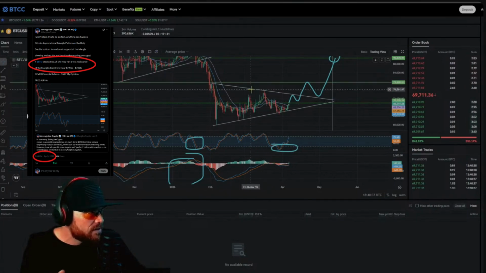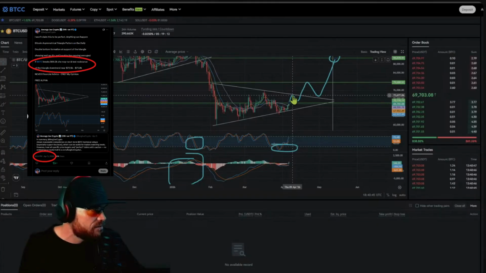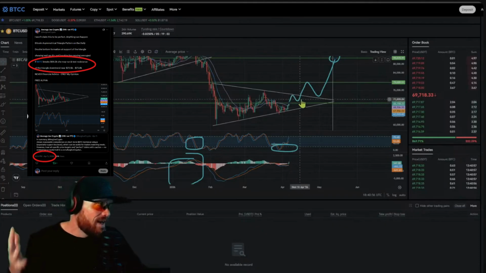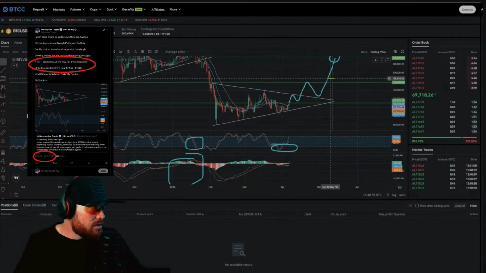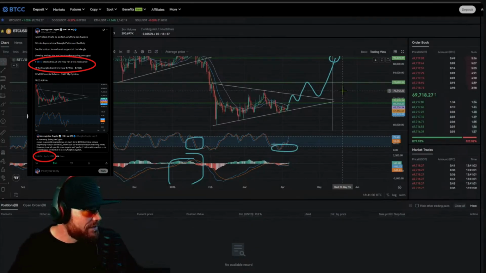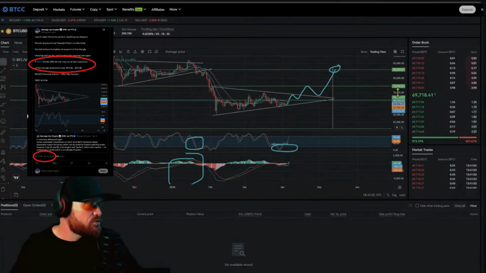Now we've got this touch here, two touches on the top here, and this little move to the upside that I am expecting, if Bitcoin can hold 70K, would put us very close to $74,000. That's going to give us that third touch on the downtrend resistance line of the asymmetrical triangle. Now, I have this potential path for Bitcoin drawn in that aligns with the measured move target to the upside.